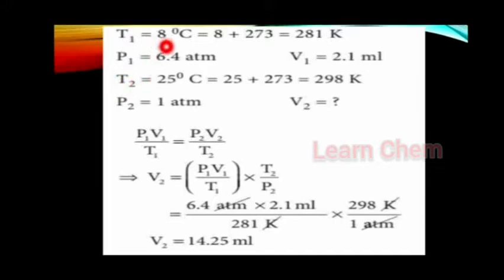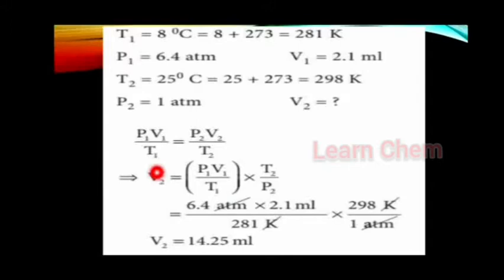So T1 is equal to 8 degrees Celsius, that means 281 Kelvin, and the initial pressure is 6.4 and the initial volume is 2.1. So we can simply substitute the values in P1, V1, T1, and T2 and P2. T2 is 25 degrees Celsius, that is 298 Kelvin, and the pressure is 1 atmosphere.